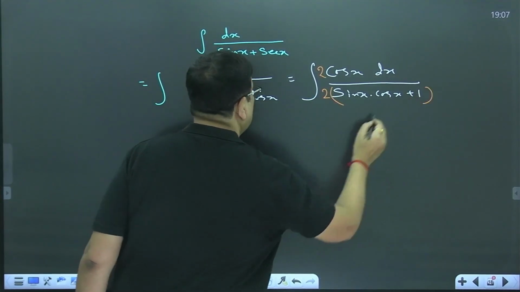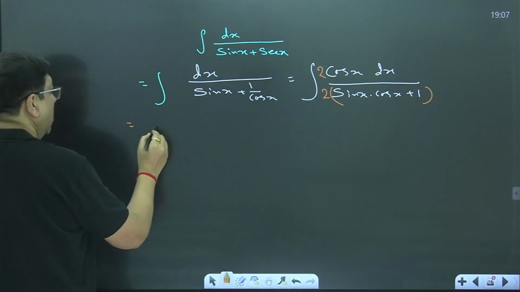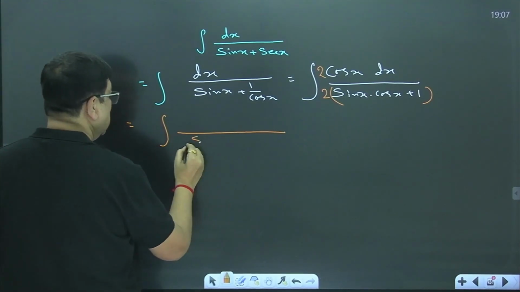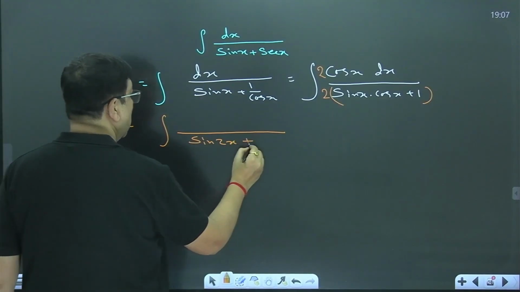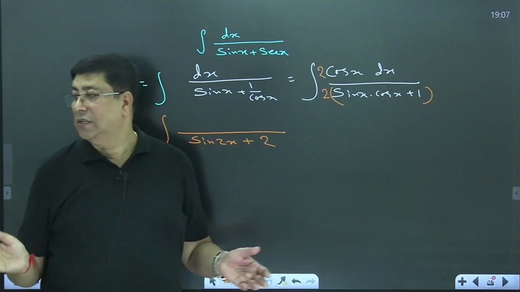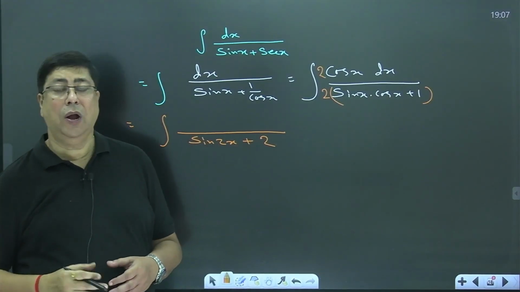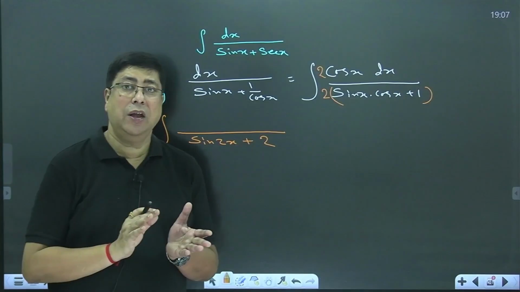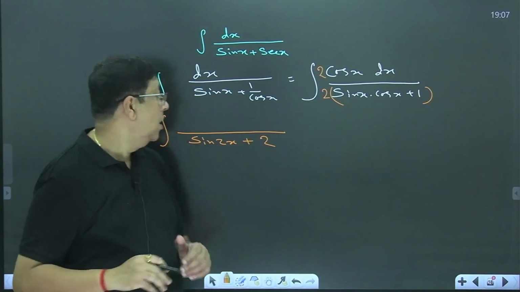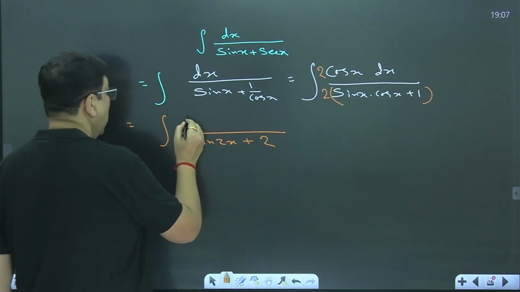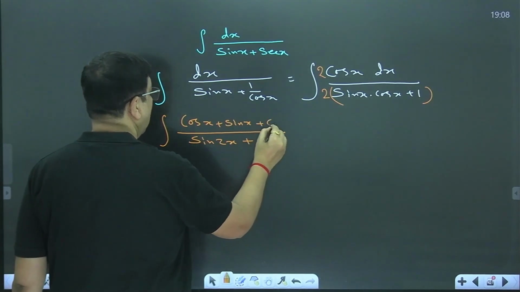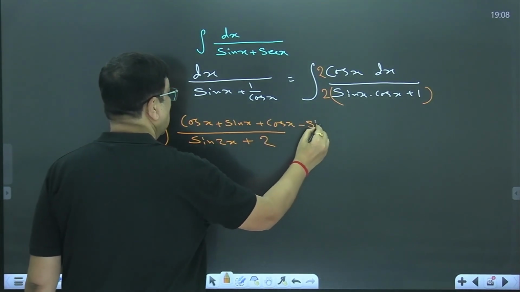So what are we getting here? We are getting 2 cos x in the numerator, and in the denominator I am writing sin 2x plus 2. What to do here with 2 cos x? 2 cos x can be written as sin x plus cos x plus cos x minus sin x. So we can write cos x plus sin x plus cos x minus sin x, dx.